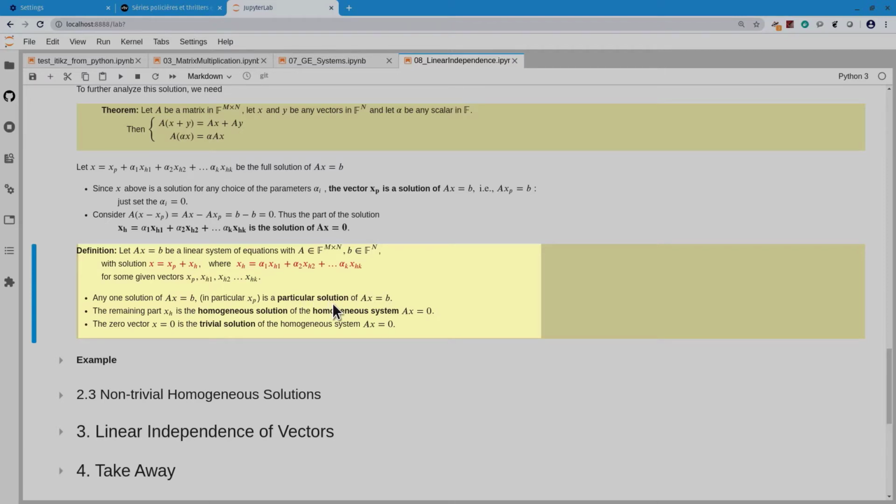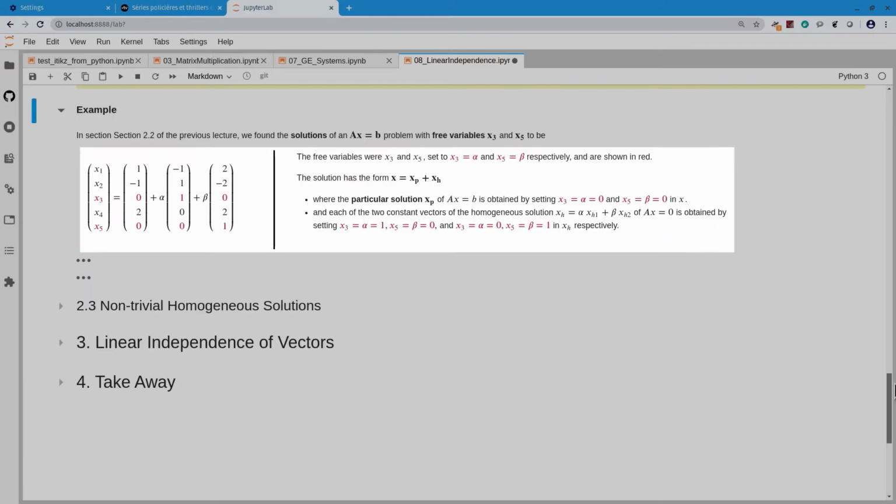Of course, xp is not unique. If I set, say, all the alphas equal to 1, I will have a particular solution for that system. The part of the solution that's multiplied by the alphas, that corresponds to the free variables, is the homogeneous solution for the homogeneous system Ax equals 0. And what I want you to notice is that if I plug x equals 0 into that equation Ax equals 0, x equals 0 is always a solution. It's called a trivial solution. It corresponds to setting all the free variables equal to 0.